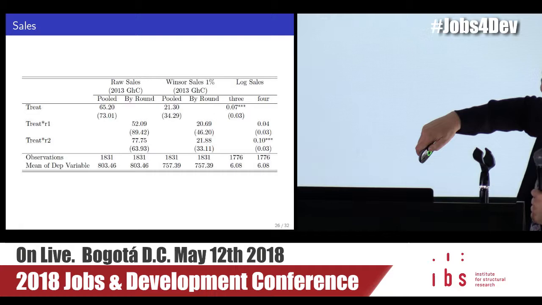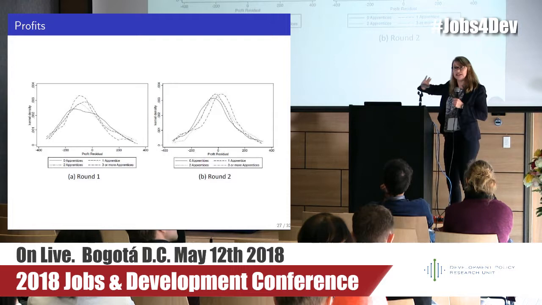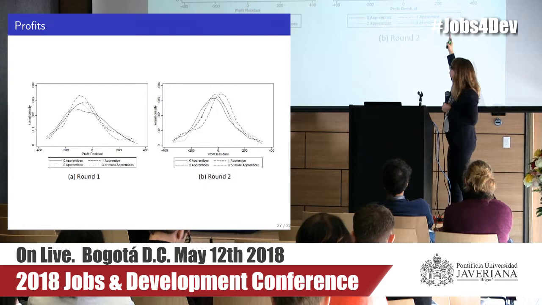if we look at it as a distribution, and we think about people who got assigned 0, people who got assigned 1, people who got assigned 2 or 3 or more, we can see that the distributions are shifting to the right.